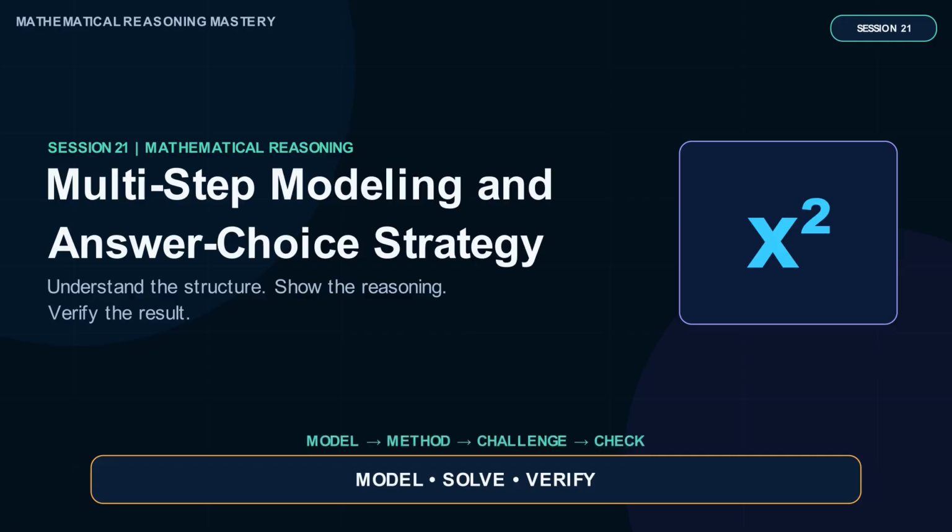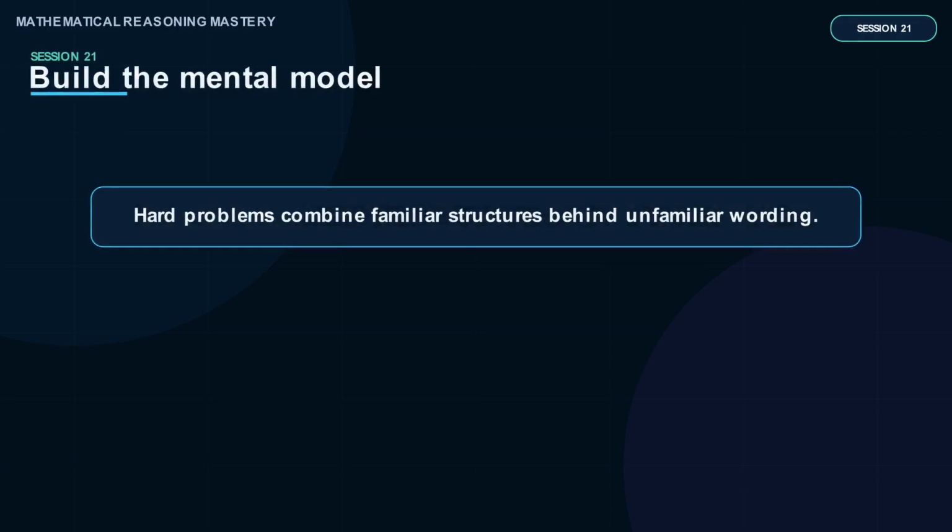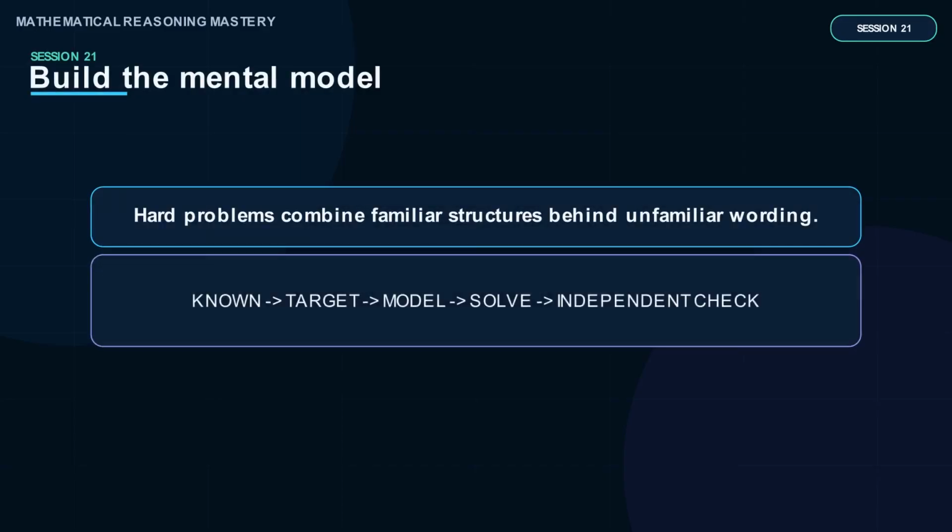Keep a pencil ready. We will build a mental model, use a repeatable method, solve a demanding example, diagnose an error, and finish with an independent checkpoint. Start with this principle. Hard problems combine familiar structures behind unfamiliar wording. Use this visual structure: known, check it, model, solve, independent check. Read every symbol and label before calculating.